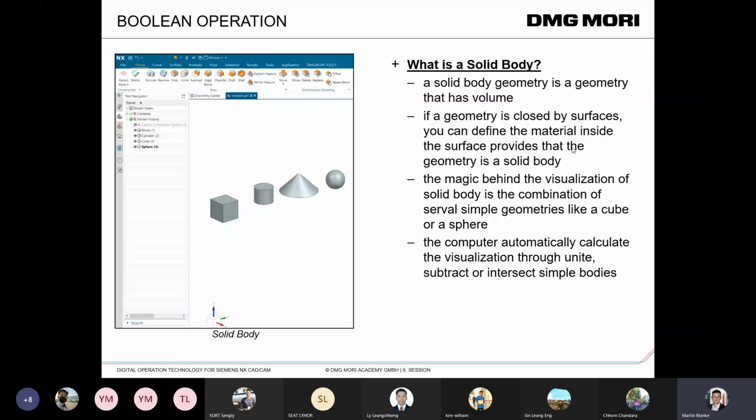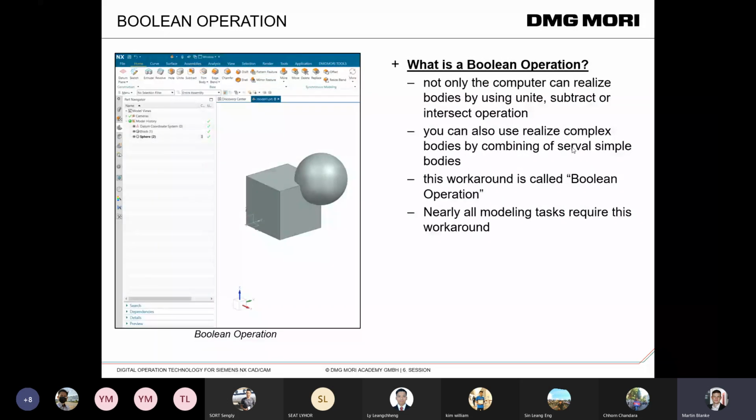So now the question is, what is a Boolean operation? Not only can the computer realize bodies by using unite, subtract or intersect operations, you can also realize complex bodies by combining several simple bodies. This workaround is called Boolean operation. Nearly all modeling tasks require this workaround.